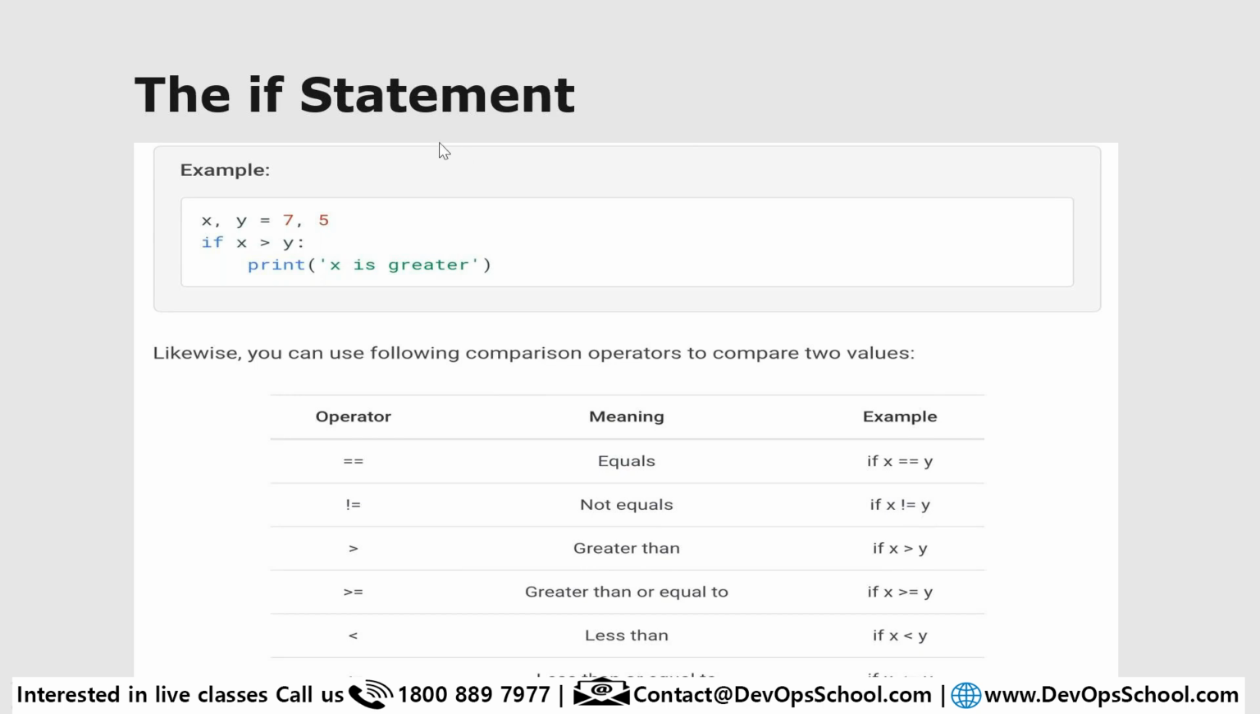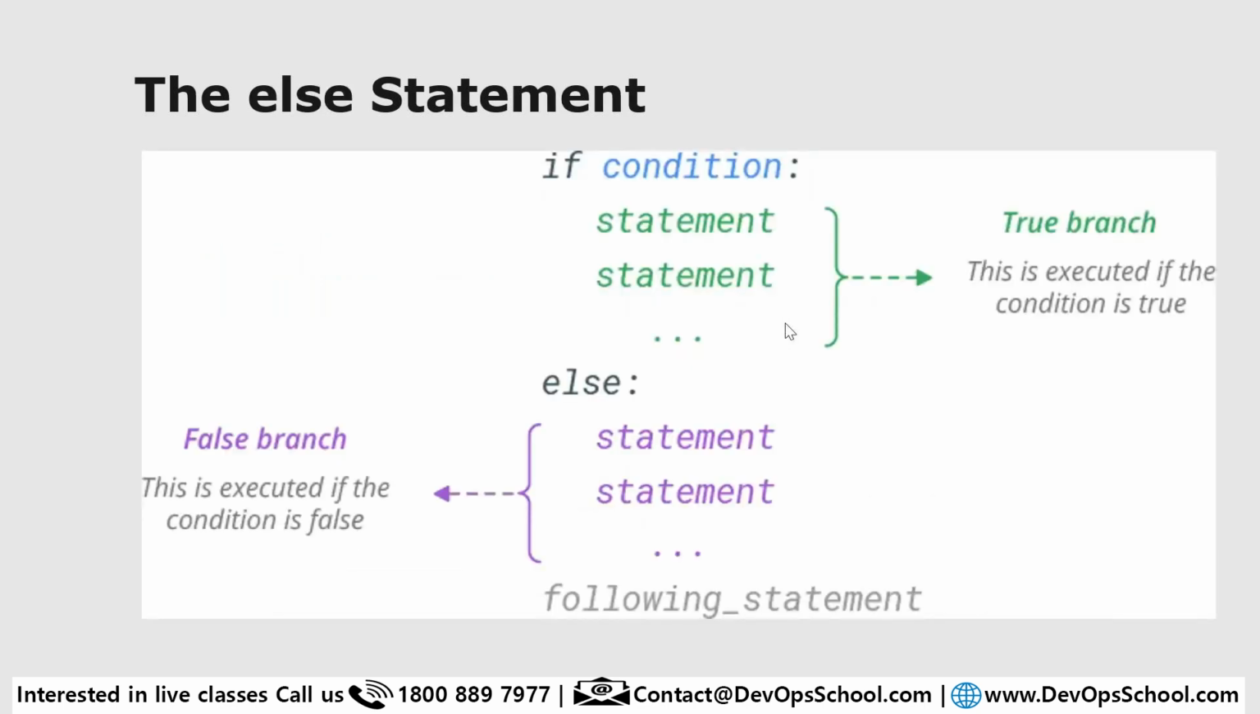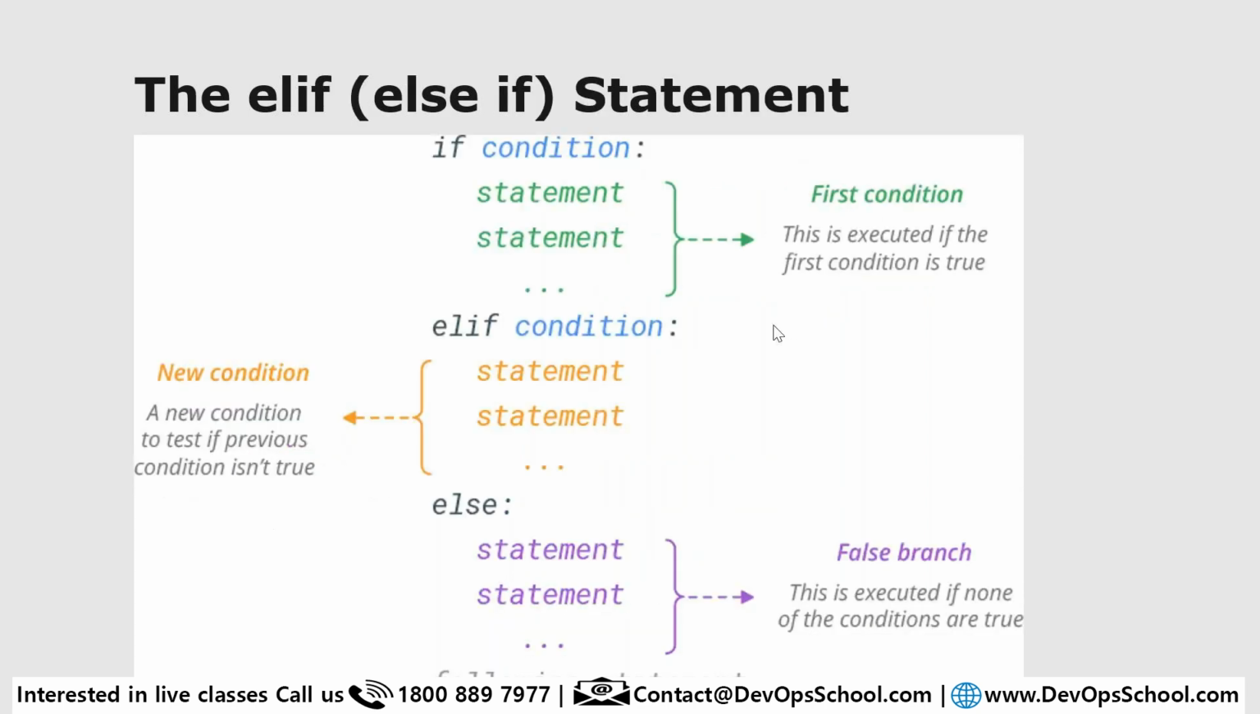Now, how do we write an else statement? If the if condition is not true, what to do? By default, we'll go to the else statement and it will execute it. This is the structure for it. Now elif: if the first condition, which is if, is not true, then go to the elif. If that is not true, then go to the else, something like that.